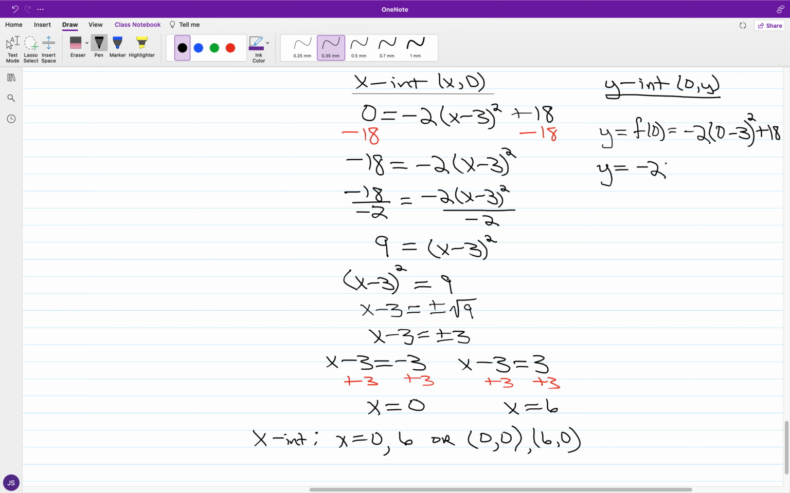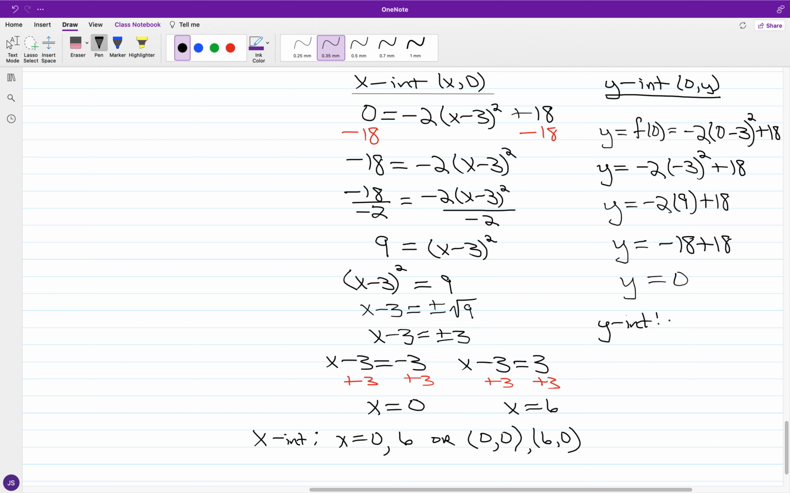Now 0 minus 3 is -3, so that is going to be squared. And the square of -3 is going to be 9. So we now have -2 times 9, followed by the addition of 18. -2 times 9 is -18, and -18 plus 18 is 0.